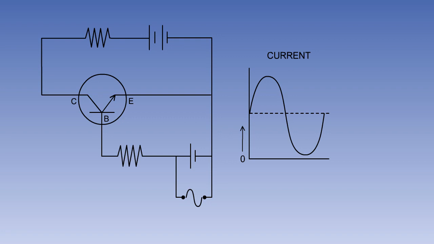The transistor can also act as an amplifier. If a small AC voltage signal is superimposed on the bias voltage, it will produce directly proportional variations in the collector-emitter current.